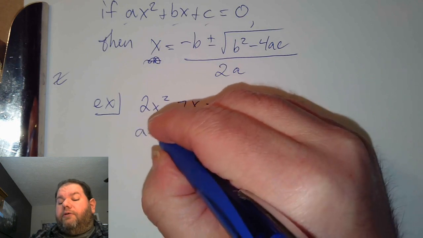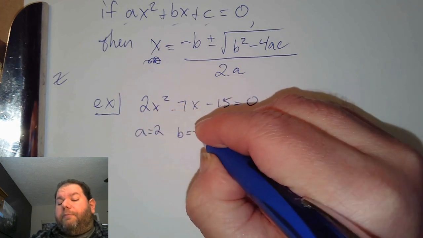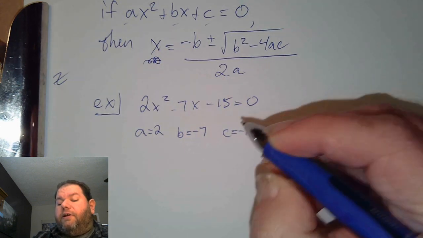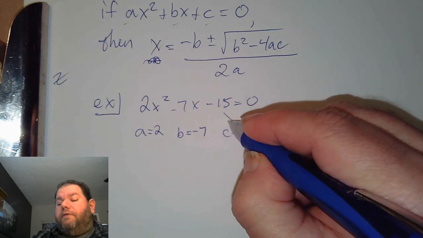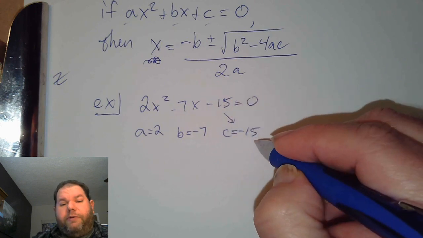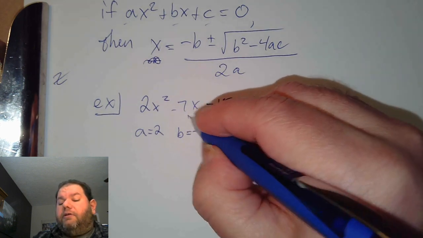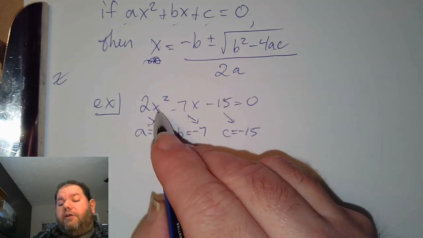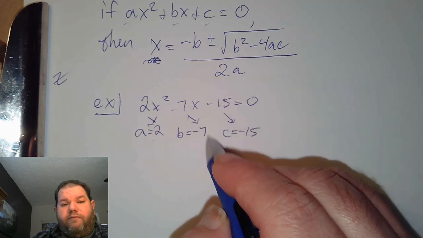So a equals 2, b equals minus 7, and c equals minus 15. Now, if it's a negative number, we want to make sure we include the minus sign. At the same time, notice we're not including the x's, we just want the numbers in front of them.